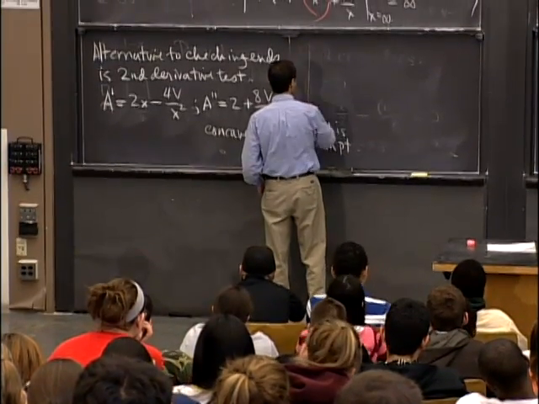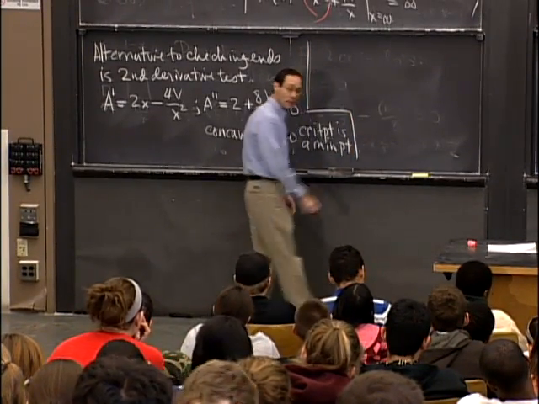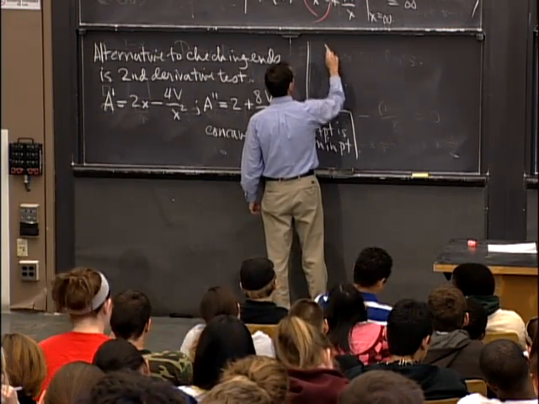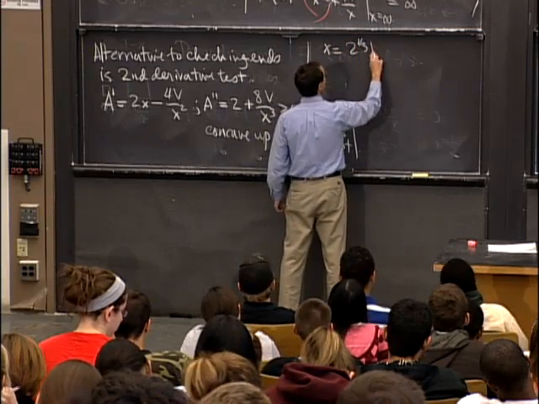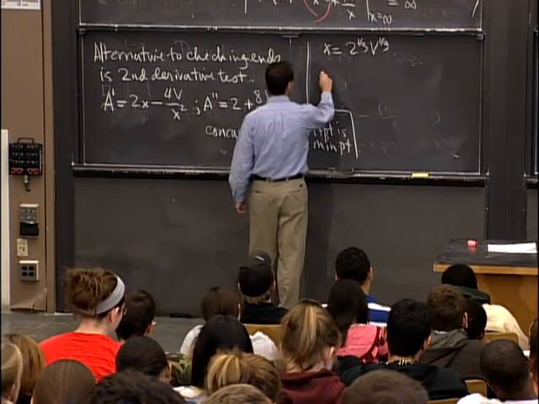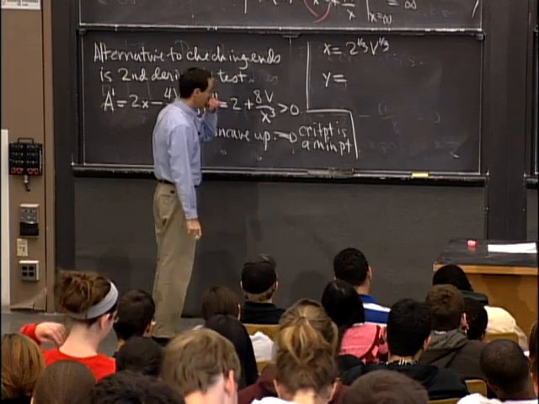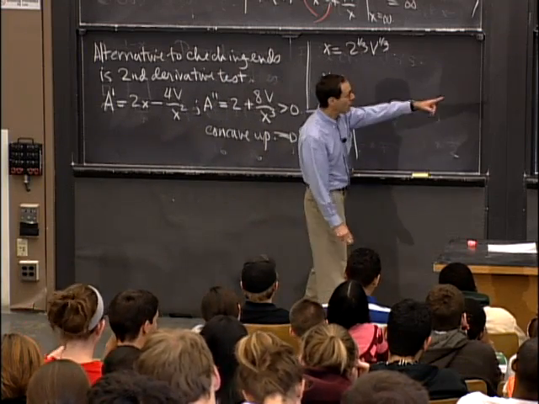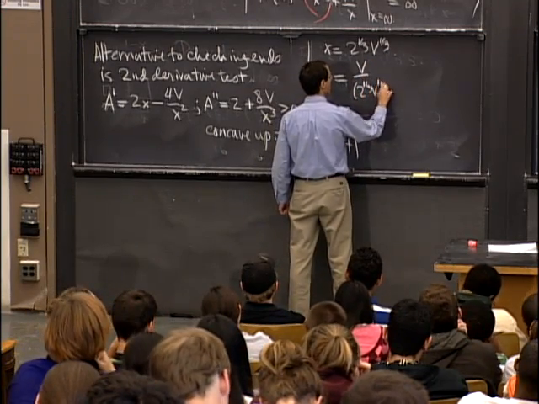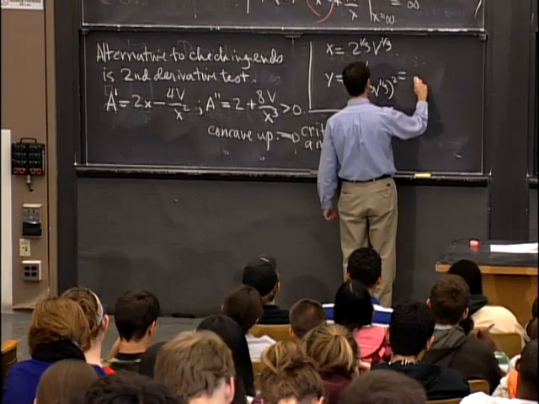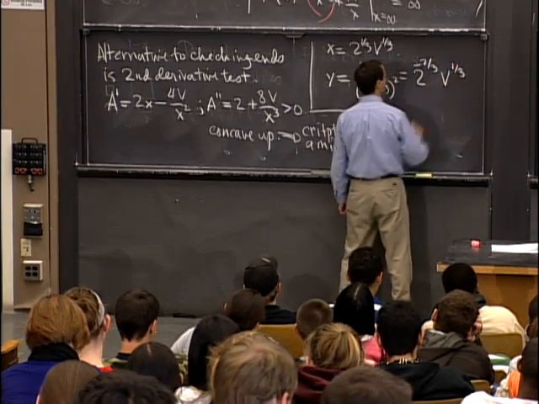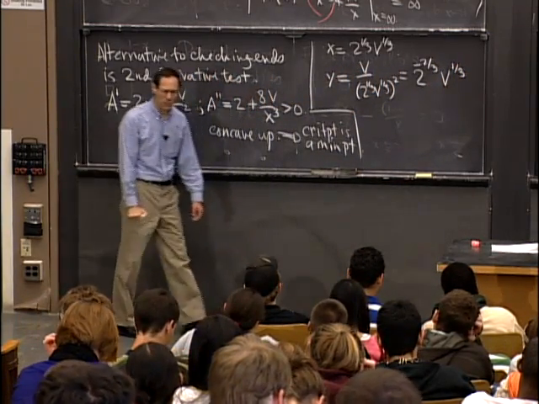So we're going to spend a little bit more time on this exactly in order to address these questions. So first of all, the value of y. So far we have x is 2 to the 1/3, v to the 1/3. And certainly if you're going to build the box, you also want to know what the y value is. The y value is going to be, let's see, well, it's v over x squared, so that's v divided by 2 to the 1/3, v to the 1/3 squared, which comes out to be 2 to the minus 2/3, v to the 1/3. Okay? So there's the y value.